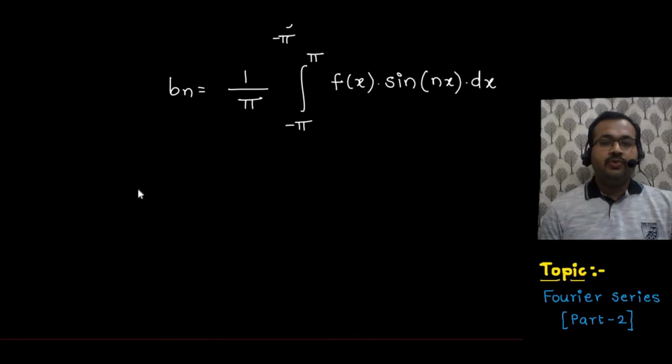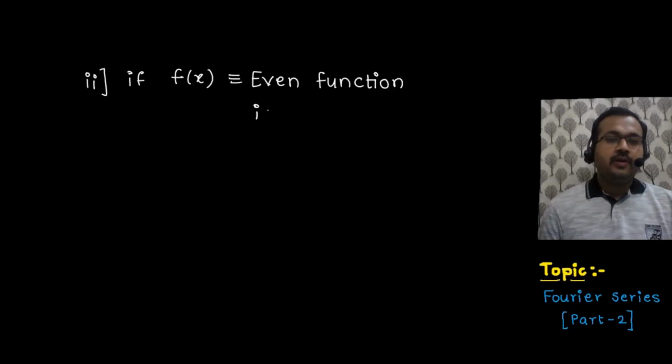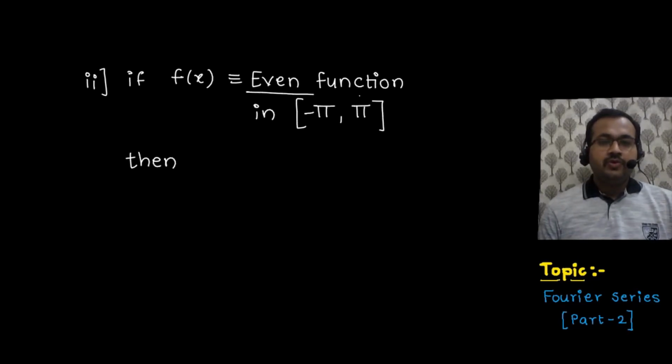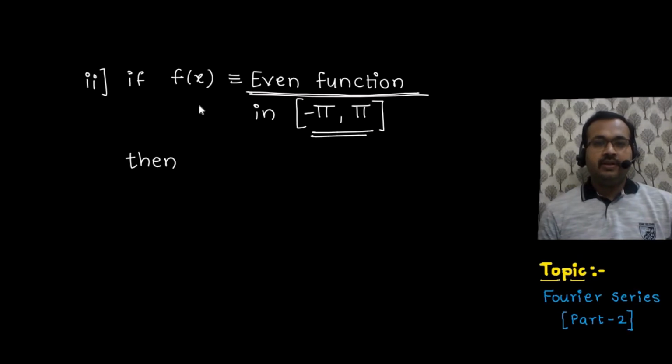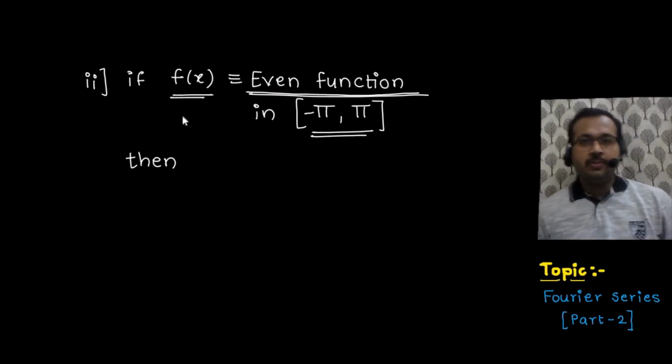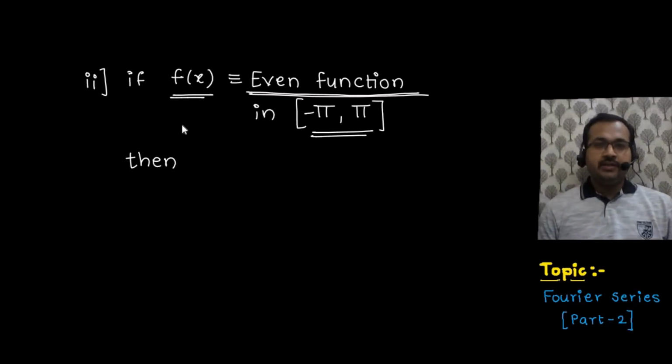Now we move to the next case. If f of x is even function in the range minus pi to pi, then you can consider any case for even function, whether it is interval minus pi to pi or 0 to 2 pi as well. If f of x is completely trigonometric function, then we can test the even as well as odd properties in the range 0 to 2 pi as well.